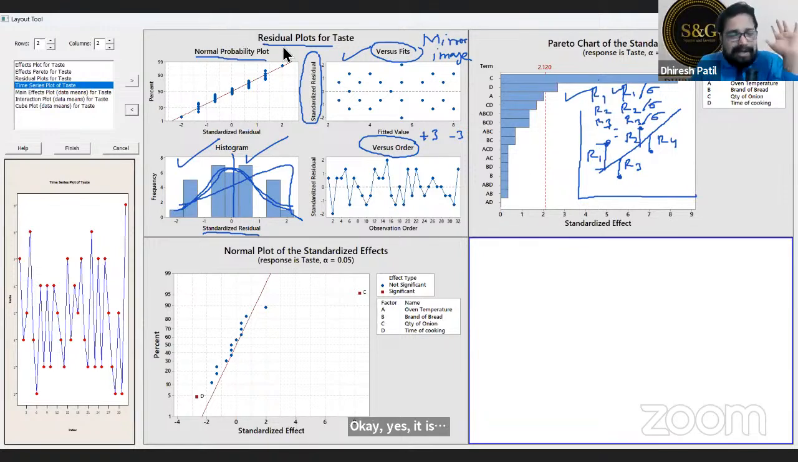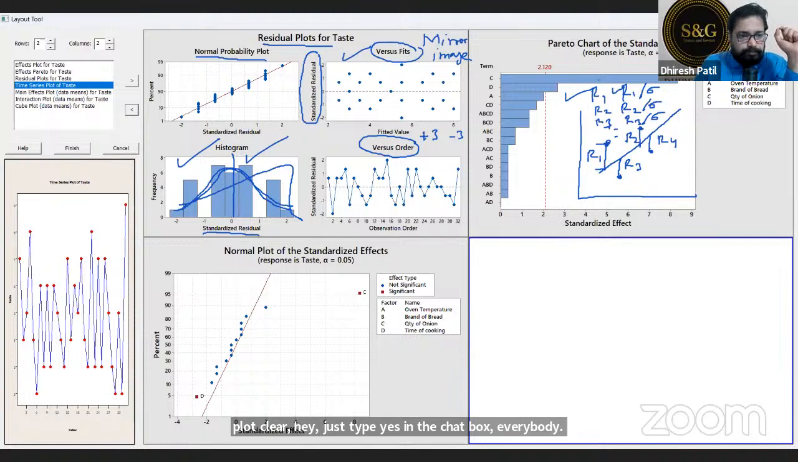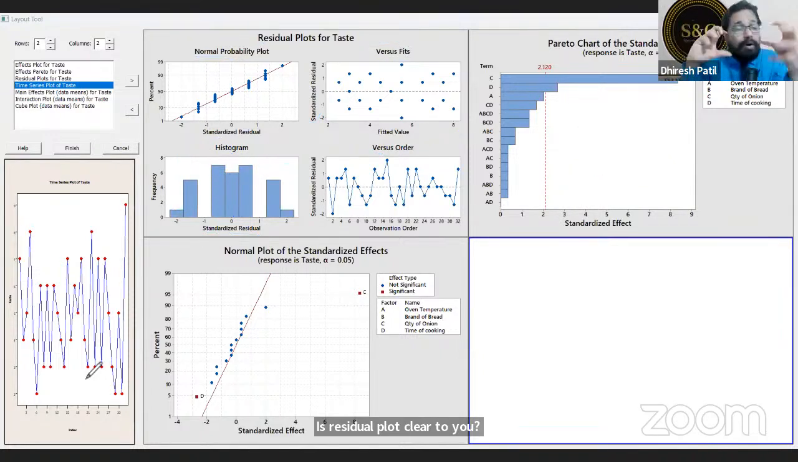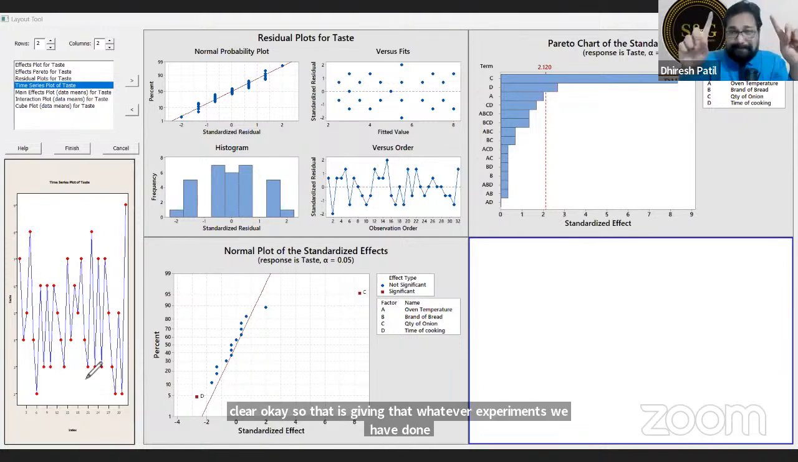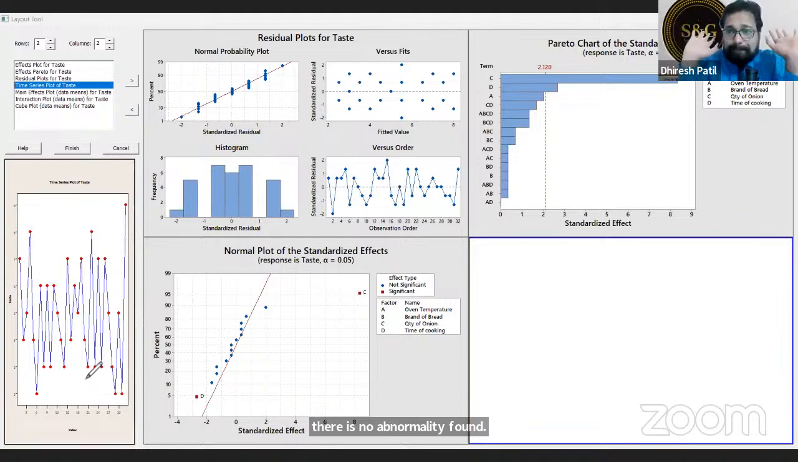Okay, is the residual plot clear? Just type yes in the chat box, everybody. Is the residual plot clear to you? Super clear? Okay, so that is showing that whatever experiments we have done, there is no abnormality found. Abnormality bilkul nahi hai. Okay.